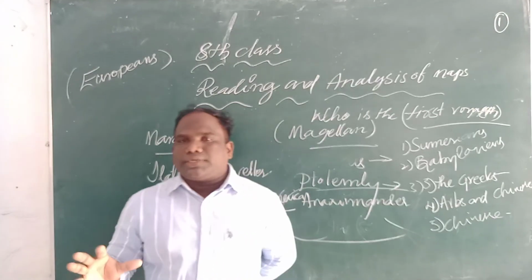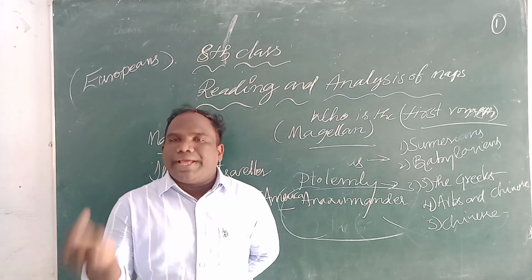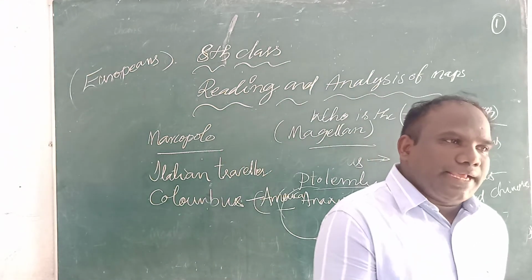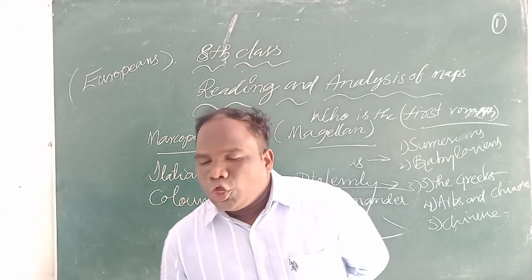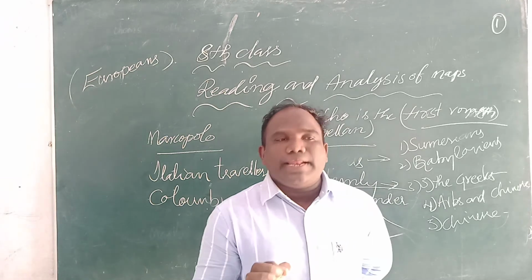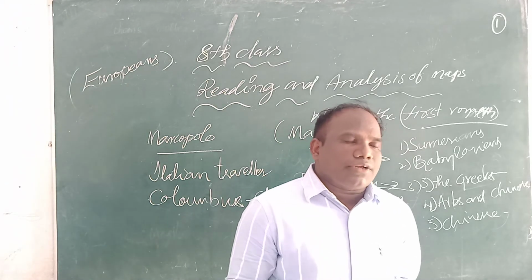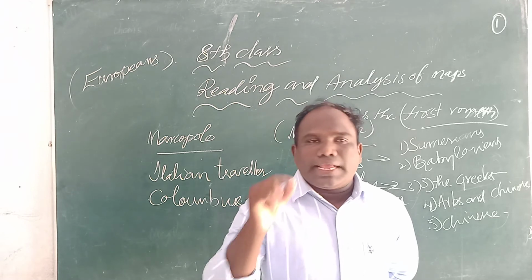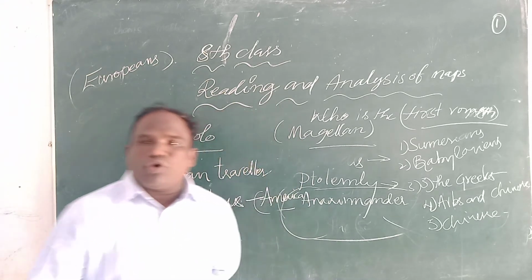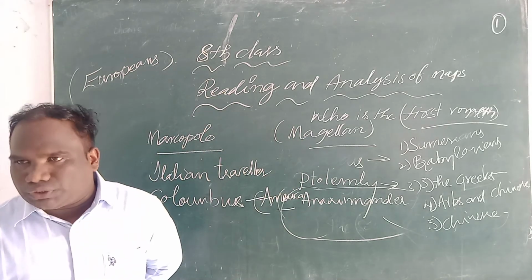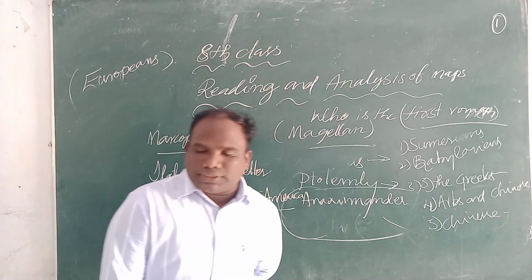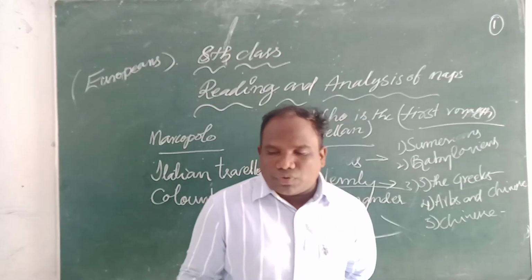So some countries, they used maps: Sumerians, Babylonians, the Greeks, Arabs and Chinese. Europeans were the early map makers. Explorers: Vasco da Gama, he found the sea route to India. Portuguese explorers, Magellan and Vasco da Gama.